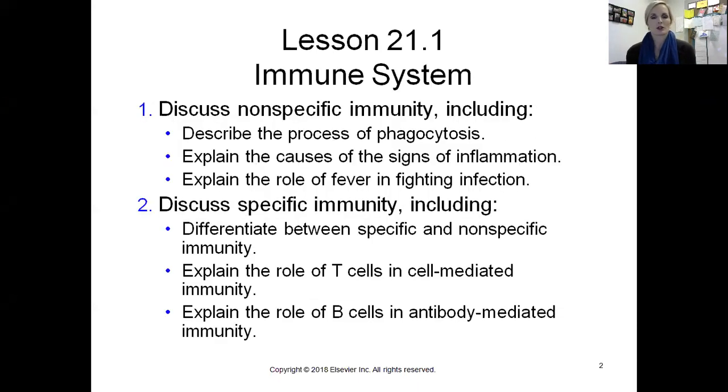So in this chapter, we're going to talk about what's called non-specific immunity and specific immunity. Non-specific immunity, just as that name implies, we're talking about how our body doesn't specifically target just one particular pathogen, what we commonly know as germs.